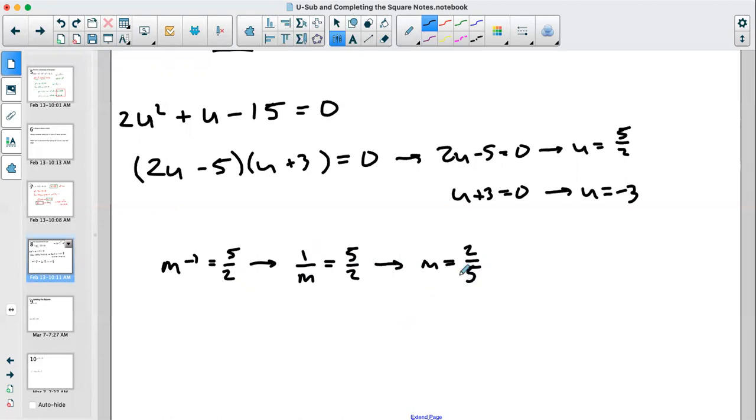There's probably a number of ways you could get from this step to this step. I'll let you do it your own way. I just flip them both upside down. That works pretty well. I can do it for the negative 3 as well. m to the negative 1 is negative 3, which means 1 over m is negative 3, which means m is negative 1/3.